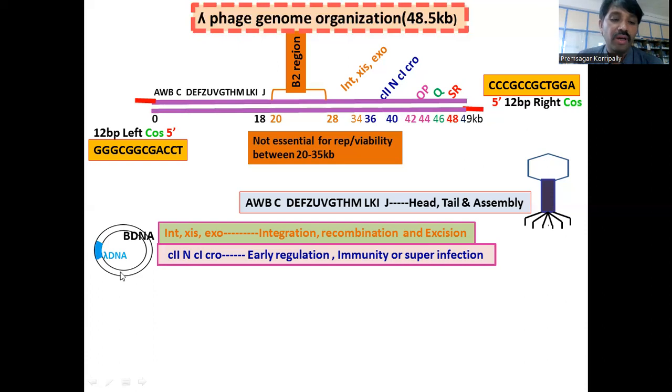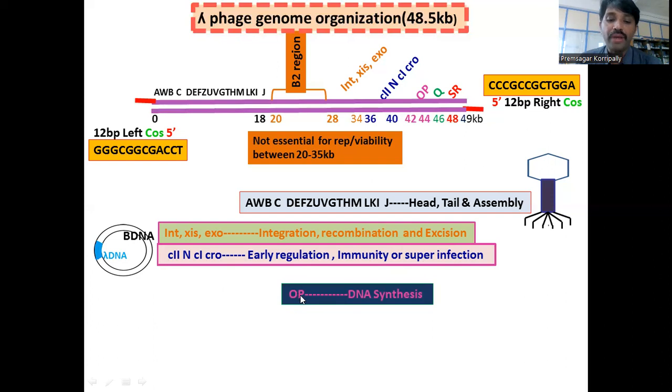So when a phage infects and the lambda DNA is integrated into the bacterial DNA, that bacterium is not susceptible to infection by any other virus. That is called superinfection immunity. Here cI, cII, N, and Cro are responsible for early regulation, immunity, and superinfection.